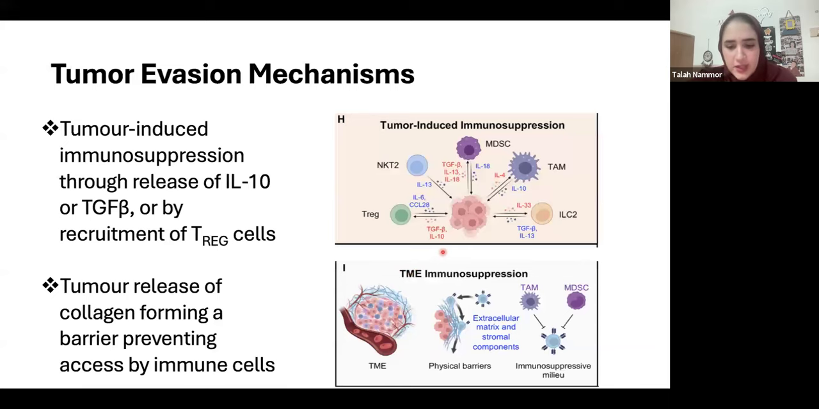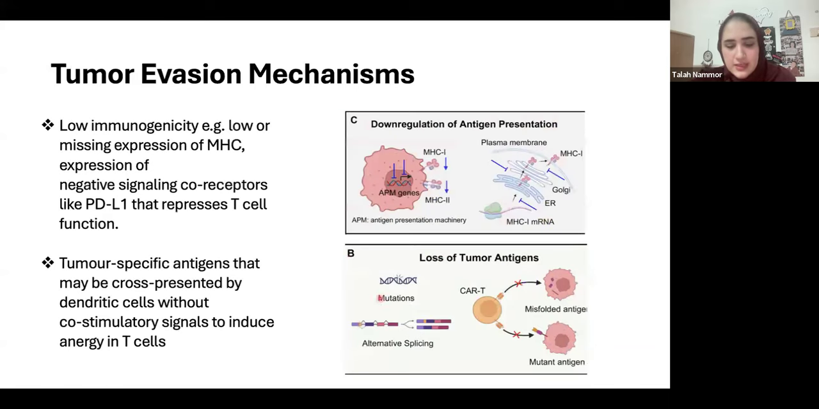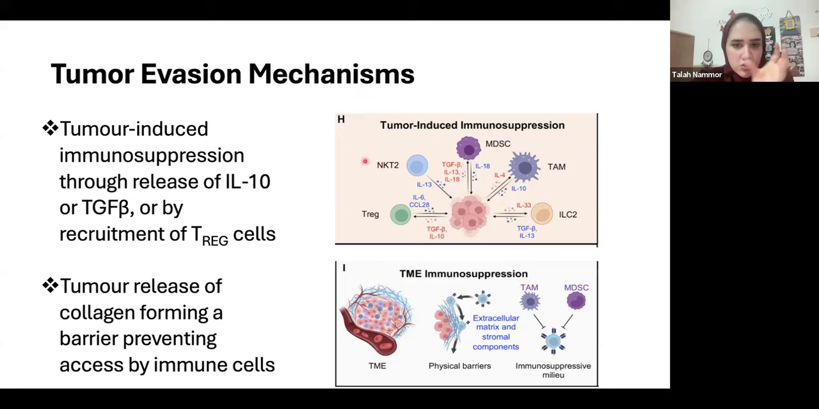Last but not least, guys, these are just examples, there are many more, okay? Even if you can see the images that I got, it has A, B, C, D, up to J, but I just removed whatever applies to your lecture. Anyways, last one, TME immunosuppression. TME means tumor microenvironment. Tumor microenvironment is just the environment of the tumor.